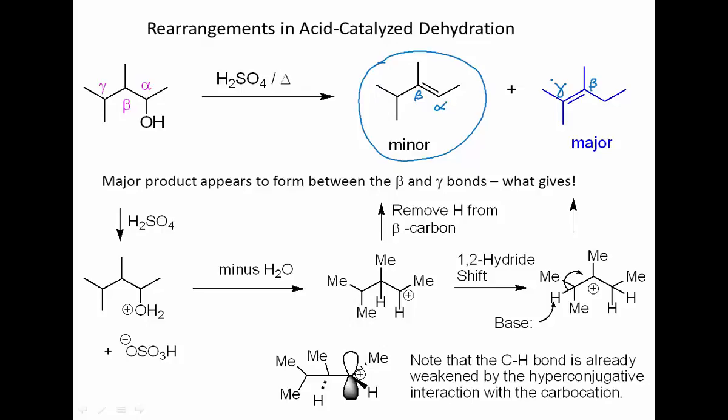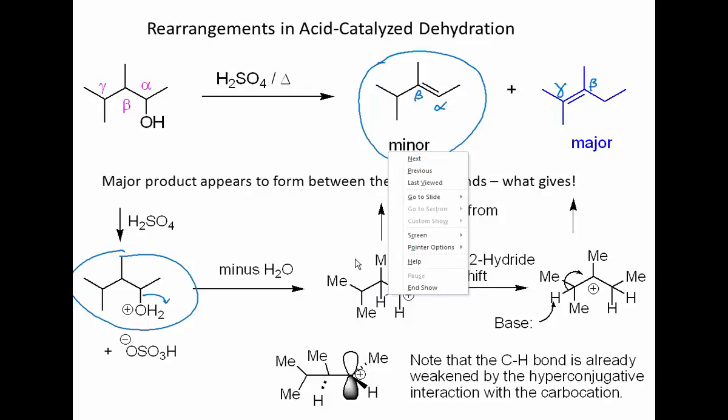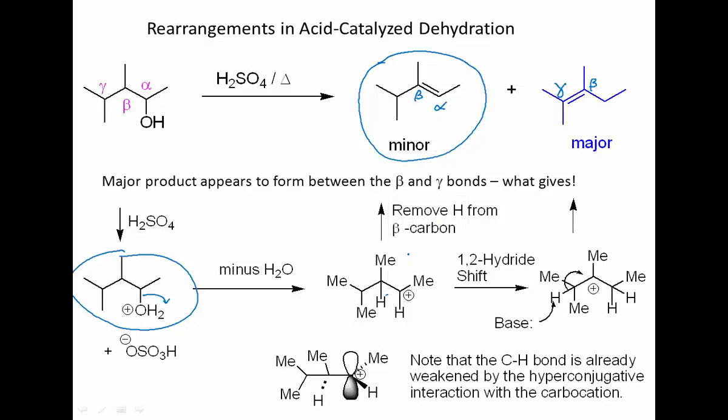Sulfuric acid protonates the alcohol to make the compound. Here, the protonated alcohol, we lose water and we make the carbocation. One thing that this carbocation can do is lose this hydrogen right here, and this results in our minor product. Okay?